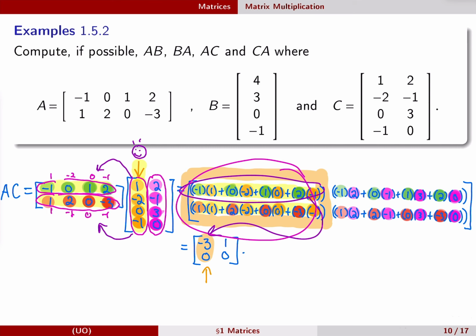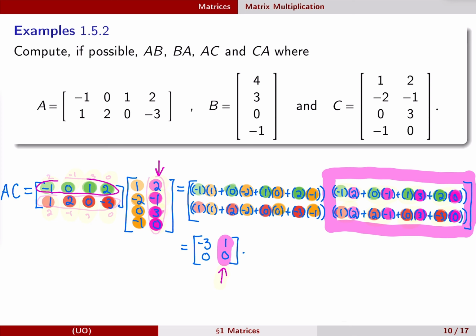And then if you continue, same idea now. I still have my rows on A, and now I'm focusing on the second column. So I'm bringing that second column down, the 2, minus 1, 3, 0, and I'm very lazy, so I bring down the 2, minus 1, 3, 0. That column goes down to every single row.